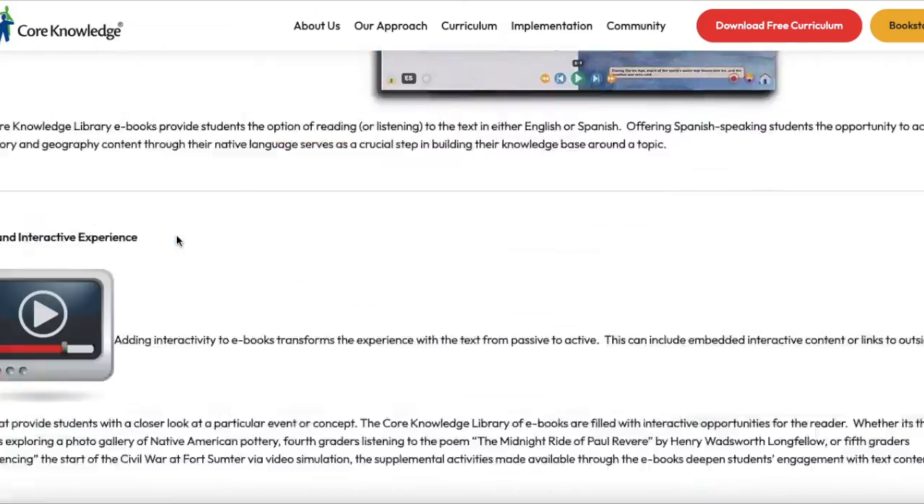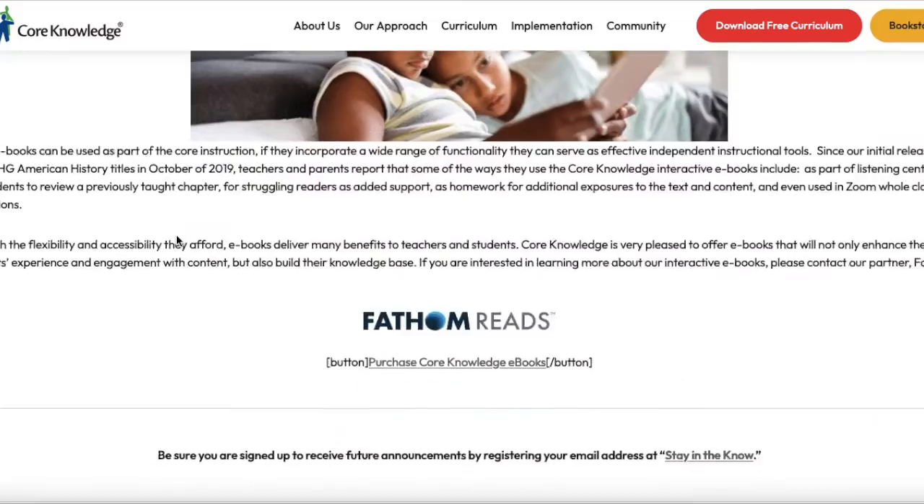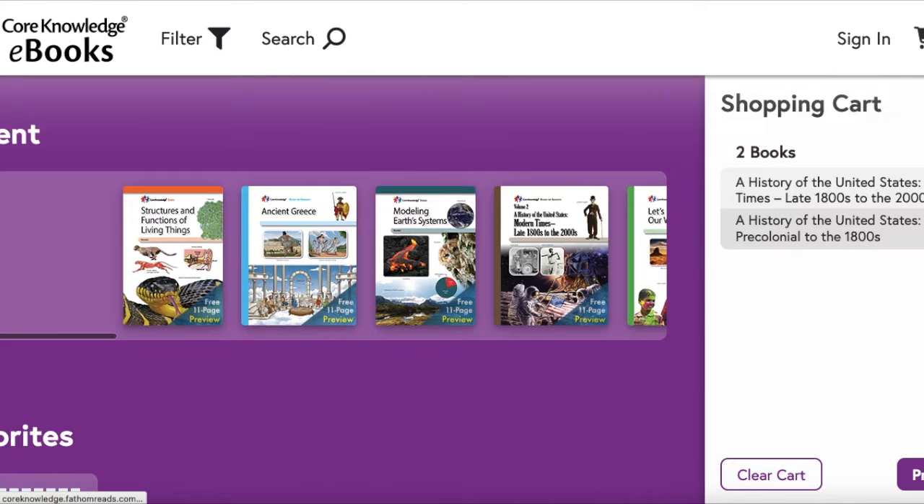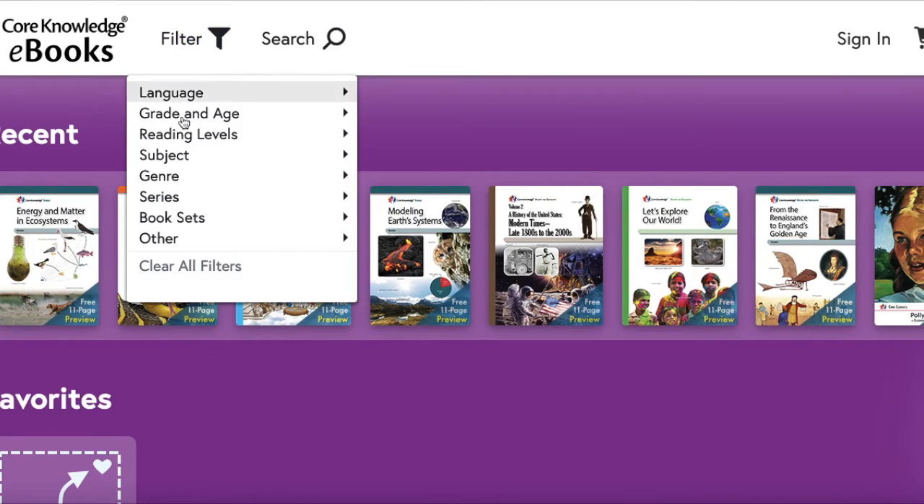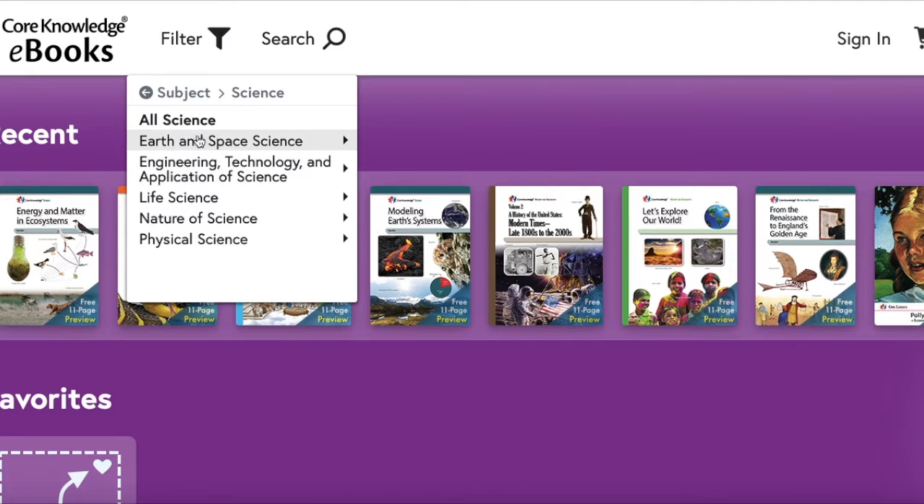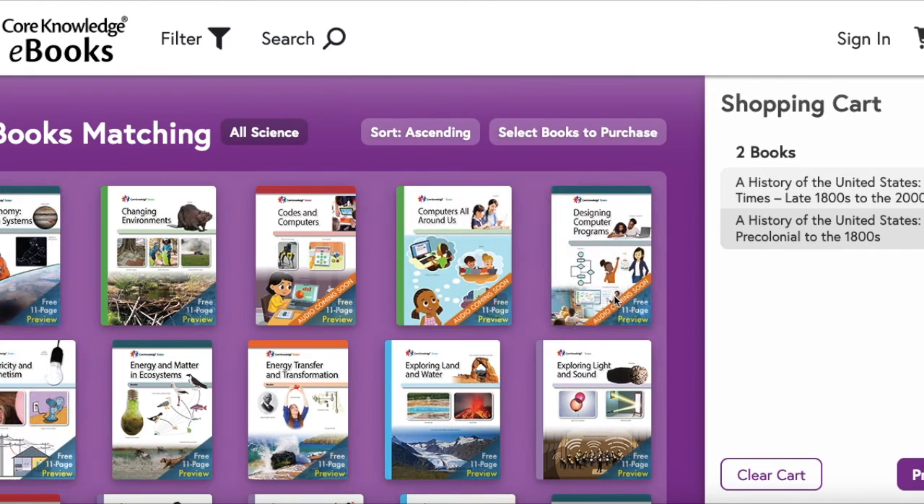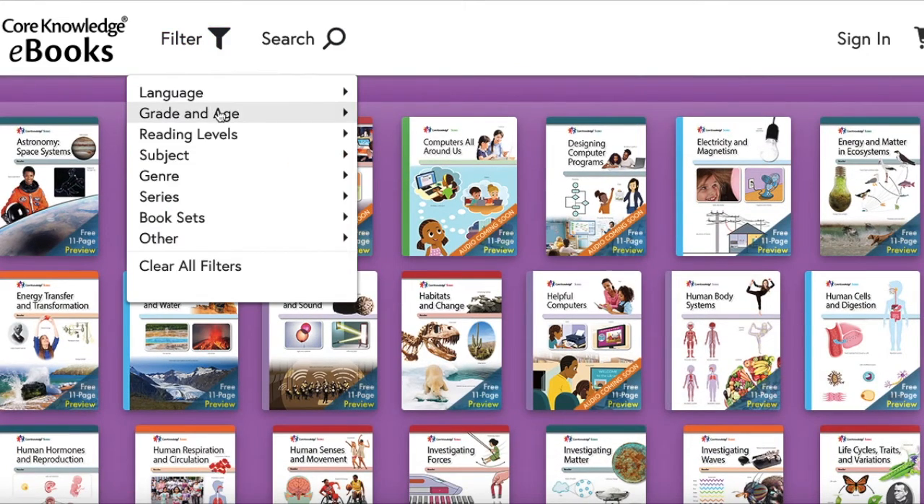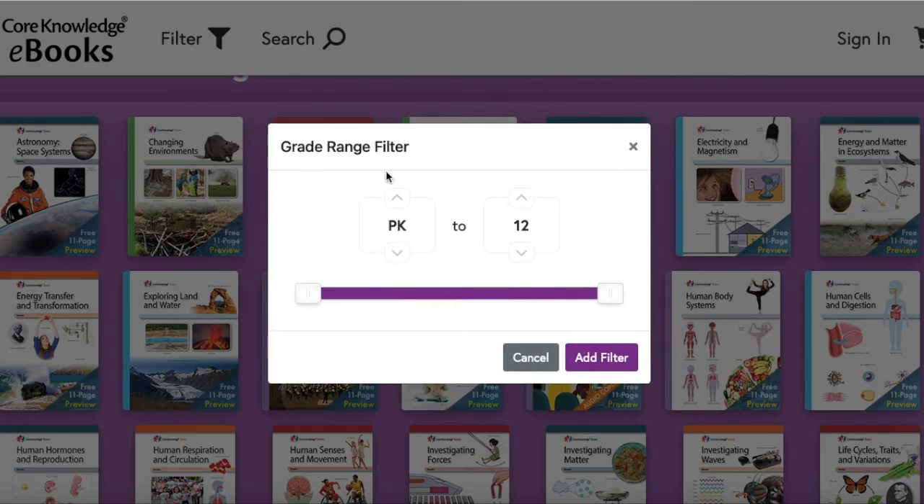And you can find this on their website as well. You just go to the purchase button, then Library. And these are more interactive ebooks. So I can filter by subject, science, all science. You can also filter it by grade level as well. If I want to just show you 5th grade.